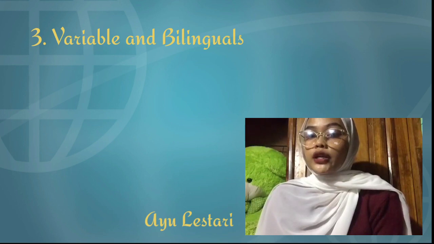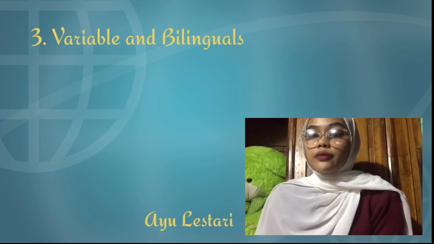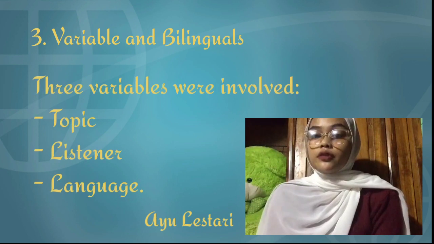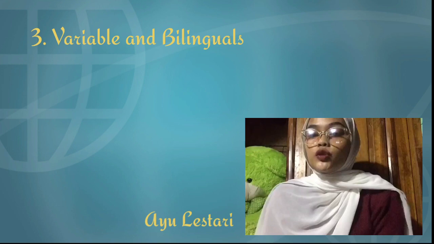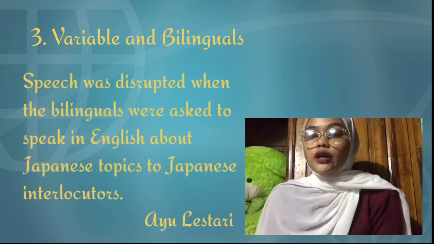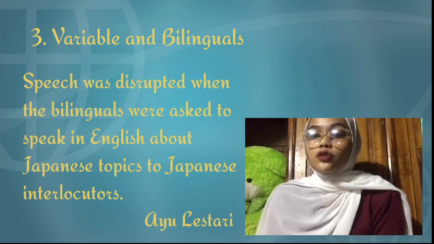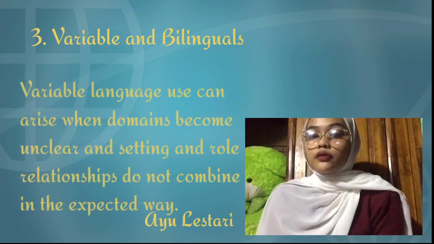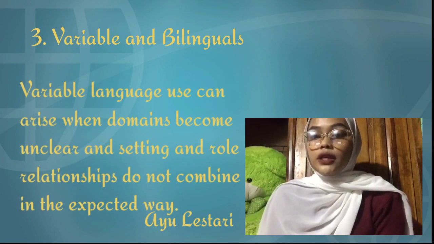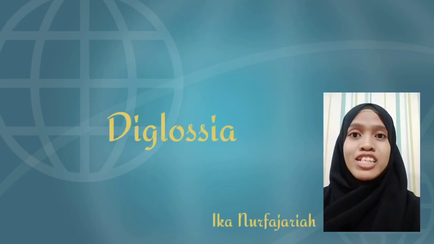The third point is variables and bilingualism. 3 variables were involved: topic, listener, and language. Speech was disrupted when the bilinguals were asked to speak in English about a Japanese topic to Japanese interlocutors. Variable language use can arise when domains become unclear and setting and role relationships do not combine in the expected way.